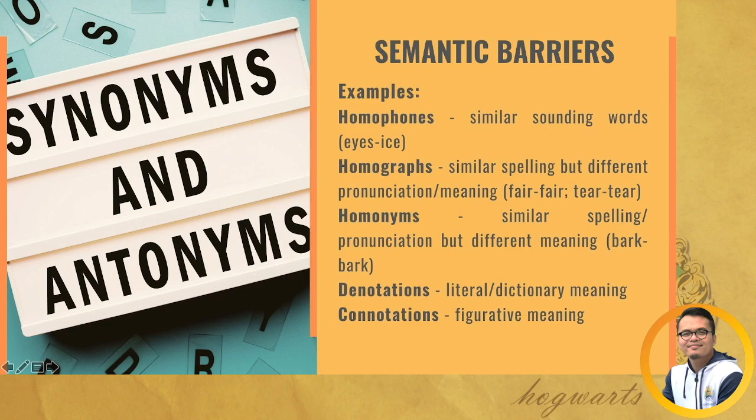Denotations are the literal meanings or the dictionary meanings of words. For example, the word blue, which refers to the color. Connotations are the figurative meanings of words. The connotation of the word blue is feeling sad.